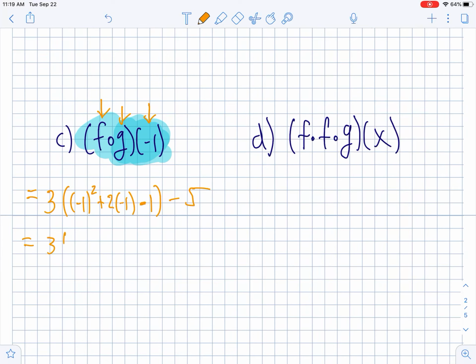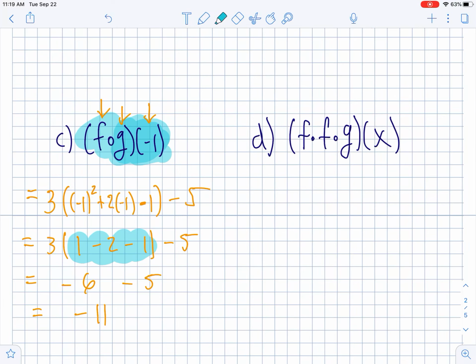And let that 3 just chill on the outside. Inside, negative 1 times itself is positive 1. Minus 2, minus 1, minus 5. Inside here, this is negative 2 times a positive 3, which is negative 6. We get negative 6 minus 5, so I believe this is negative 11. That's f of g of negative 1.